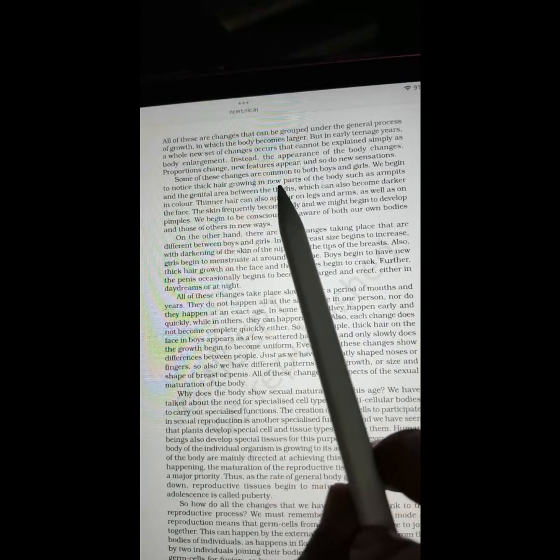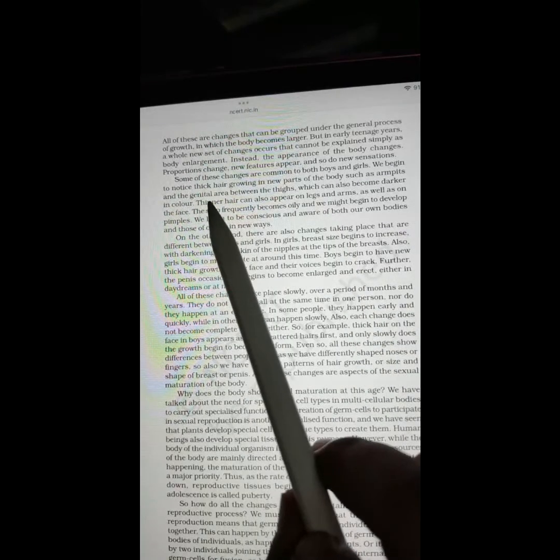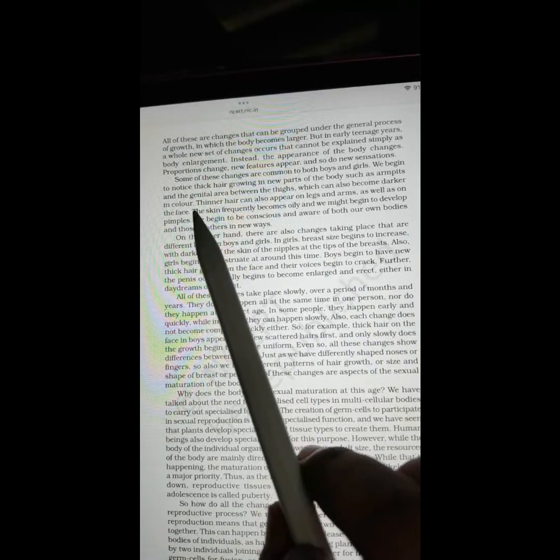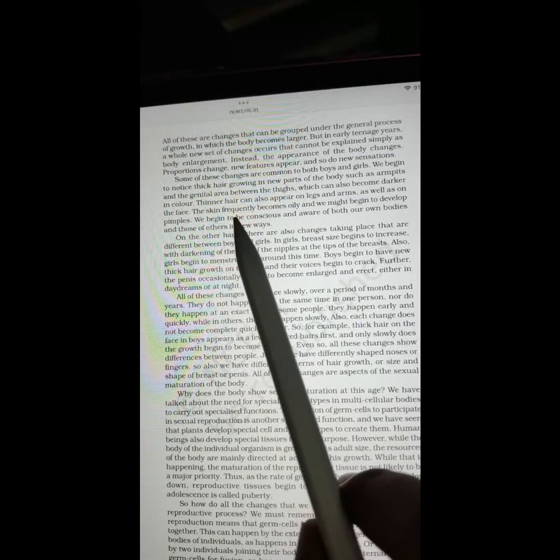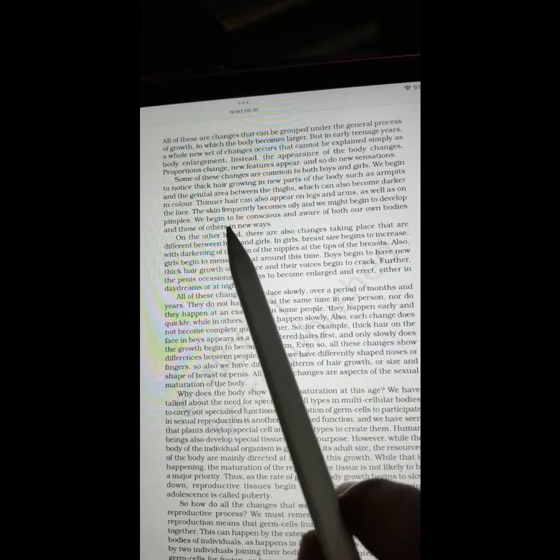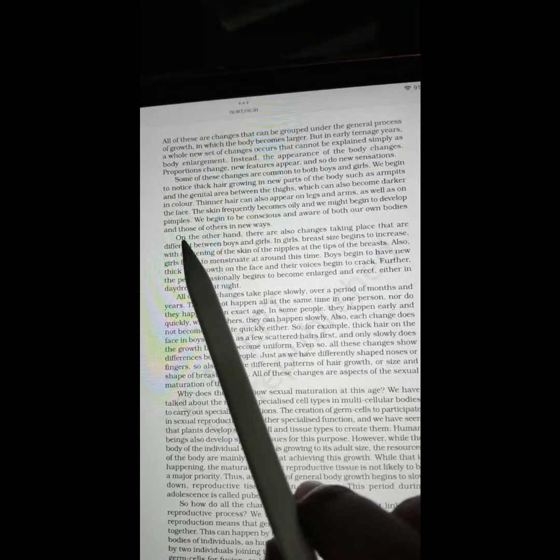Some of these changes are common to both boys and girls. We begin to notice thick hair growing in new parts of the body, such as armpits and the genital area between the thighs, which can also become darker in color. Thinner hair can also appear on legs and arms as well as on the face. The skin frequently becomes oily and we might begin to develop pimples.